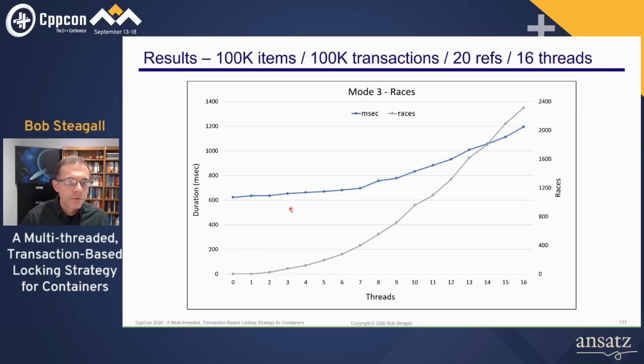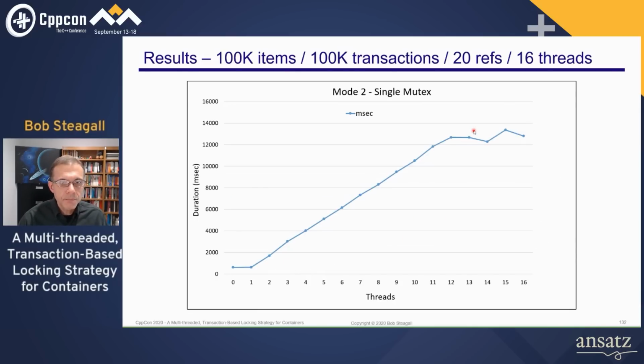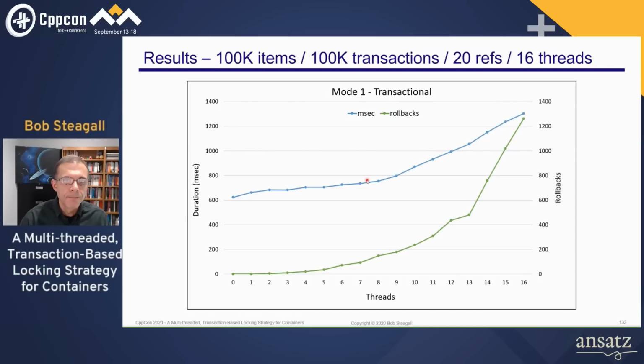And similarly, for 100,000 items doing races, for 100,000 items and 100,000 transactions, the number of races goes up and the curve starts to get a little smoother. For the case of guarding with a single mutex for 100,000 items, again, the same strange behavior out around 13, 14, 15, 16 threads. And for the transactional behavior with a smaller number of items, you can see that the curve for the number of rollbacks is now starting to climb. And that means that there are more collisions. More collisions means more rollbacks, which means more work for the transactional algorithm to do.